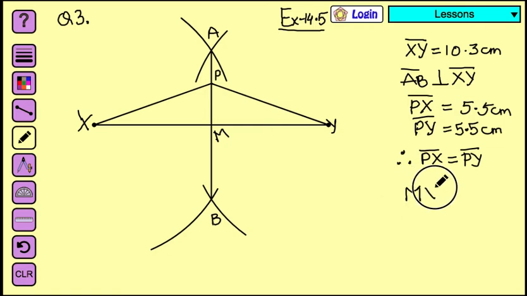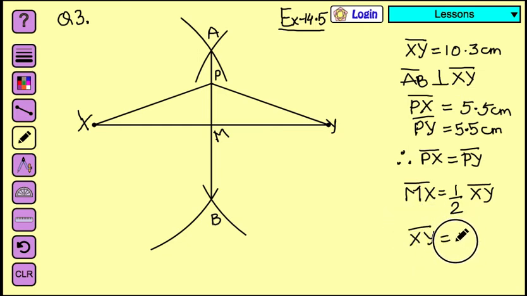MX is equal to half of XY, or in other words we can even say that XY is twice of MX. Okay, so this is all the question was asking you to measure, to find out and to check.